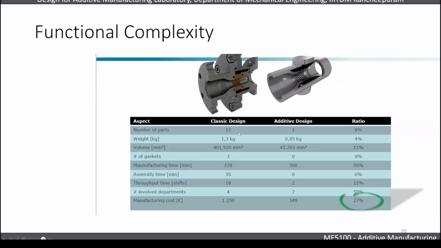So you can see that this is the classical design and the additive design. It gives a lot of freedom. At the same time, you can see the number of parts gets reduced: originally 12, and only 8% of the original number of parts is currently there. Only 4% of the original weight is there. Only 11% of the original volume is there. Gaskets are completely removed, right? So it reduced the assembly time and throughput time, right? The cost is also only 27% of the original cost. You can see that additive manufacturing provides a lot of impact on the design's functional integration.